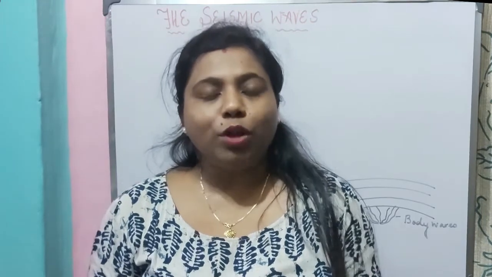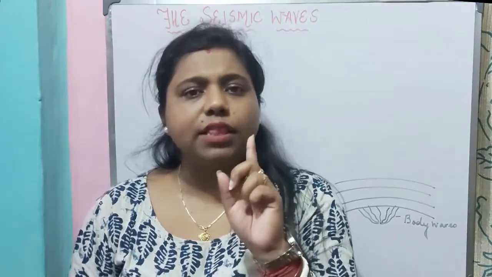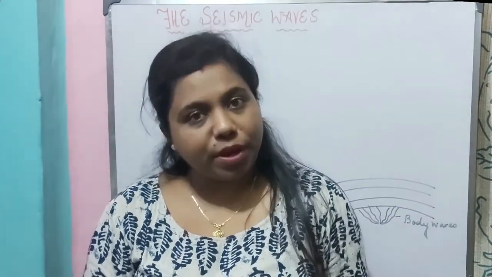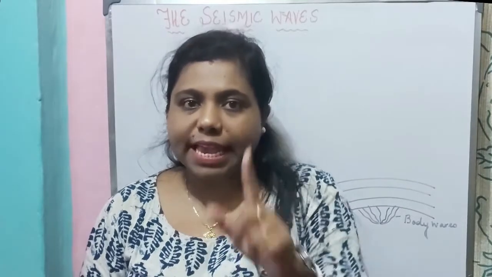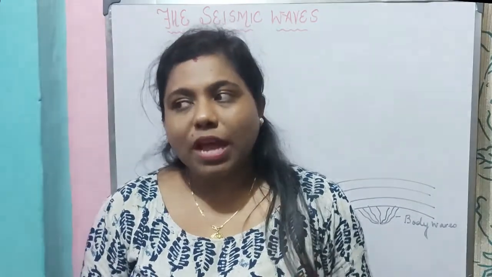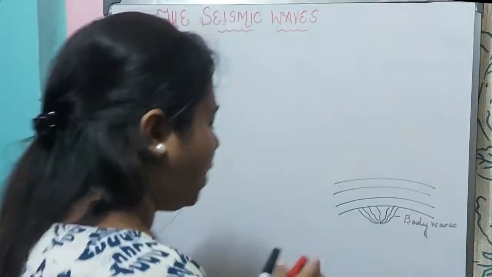I hope all of you understood about the P waves and the S waves. So P waves are the first waves to arrive at the surface and they are referred to as the primary waves, and S waves are the second waves. They arrive at the surface after some time lag. So now let us understand the surface waves. What are surface waves?